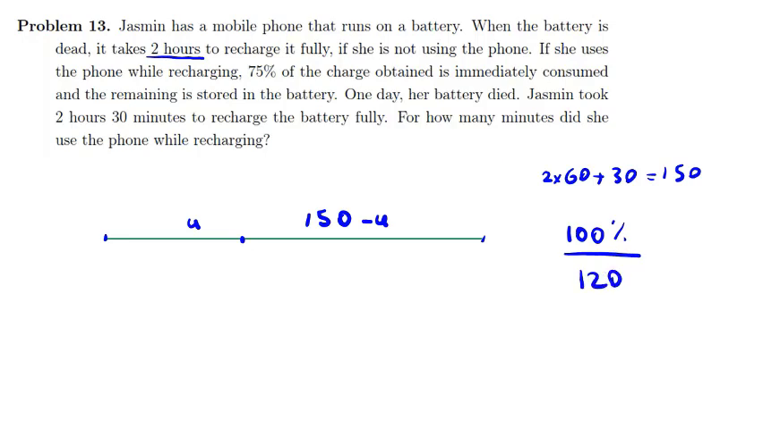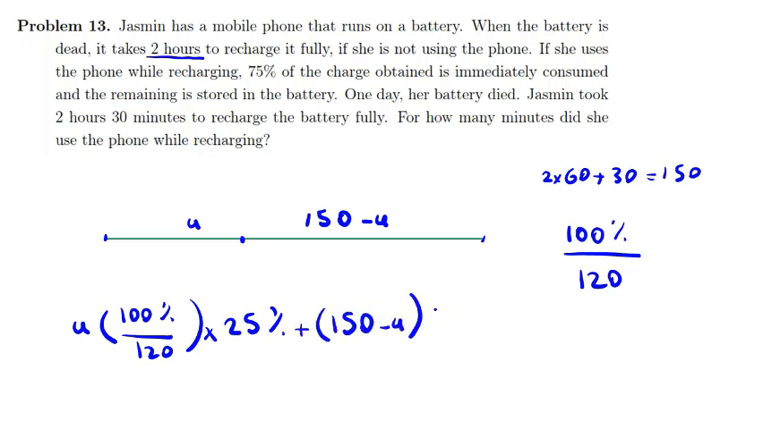And it says if she uses the phone, only 25% will be stored because 75% is consumed. So here she is using the phone, so we can say u times 100% over 120 times 25% of that, plus 150 minus u, the minutes she doesn't use, times 100% over 120. It should be 100%.